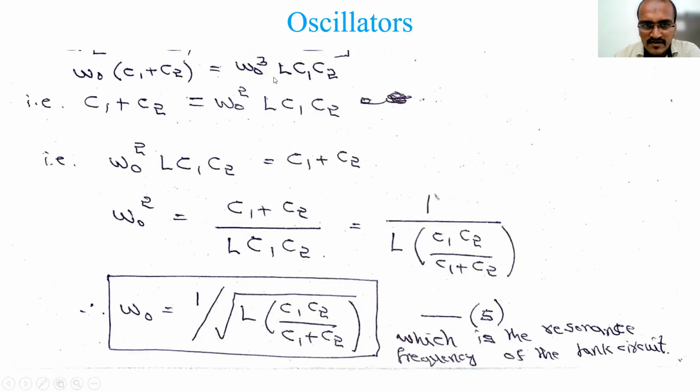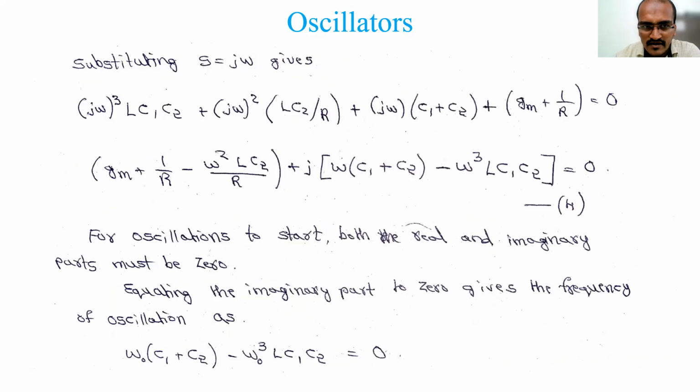First we took the equation and separated it yesterday into real part and imaginary part. If both parts are 0, then it will start generating oscillations, and to get the frequency of oscillation you have to make only the imaginary part equal to 0. In the same way, if you equate the real part to 0, we will get the condition for loop gain, to satisfy the Barkhausen criterion, loop gain equal to 1.